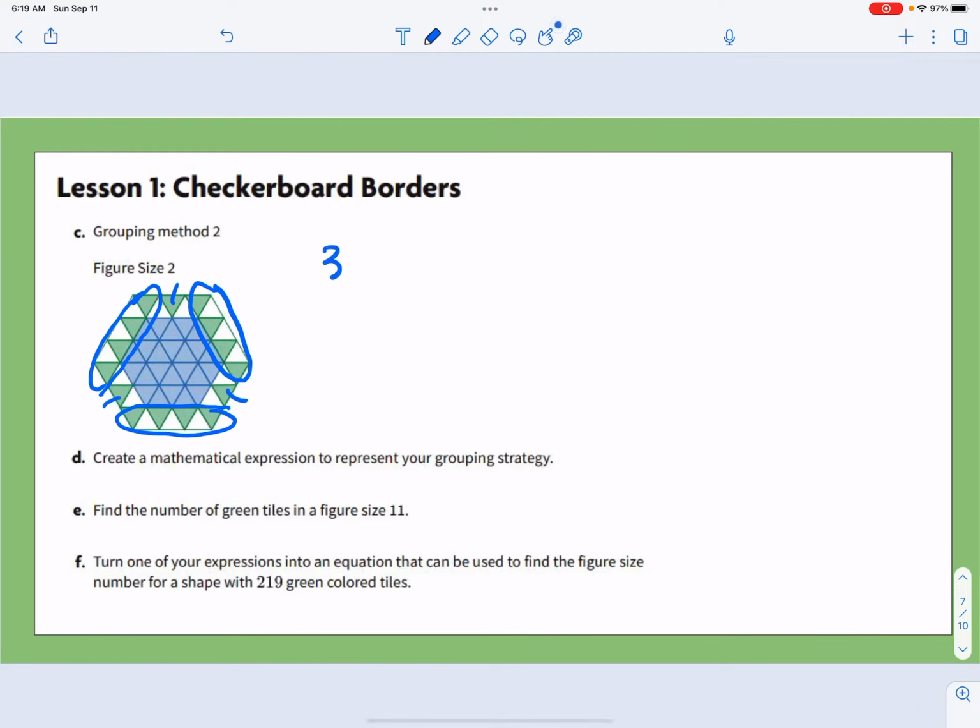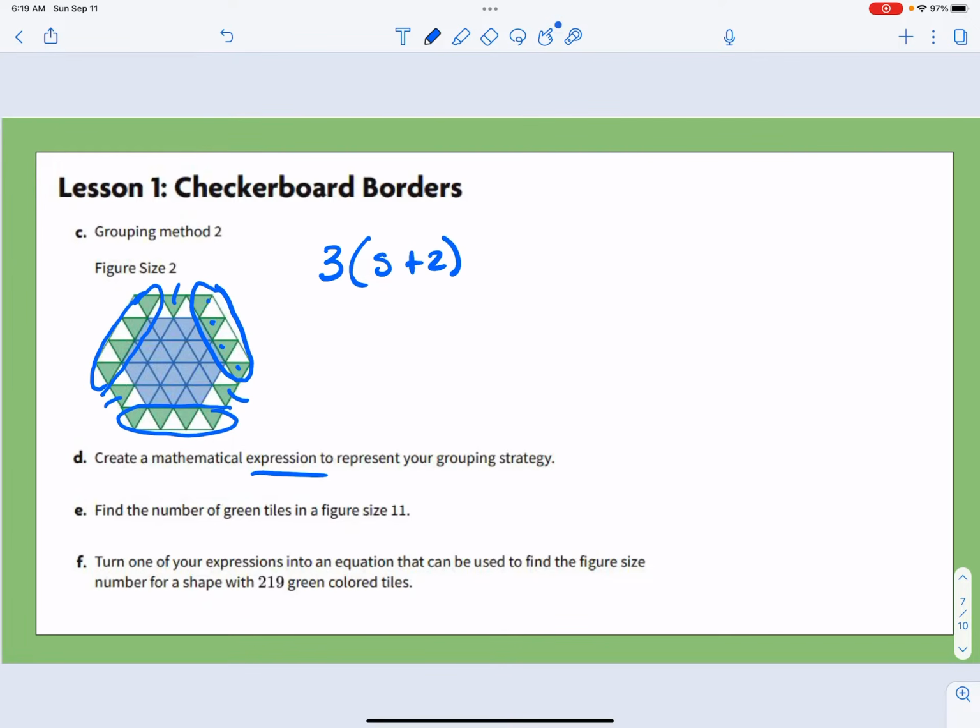I do have 3 groups, first of all, for my expression, and I have 1, 2, 3, 4 in each group. So that's like the size plus 2. That takes care of that part. But then I also have to add these other ones, which is going to be, I have 3 of them, so that's the size plus 1.